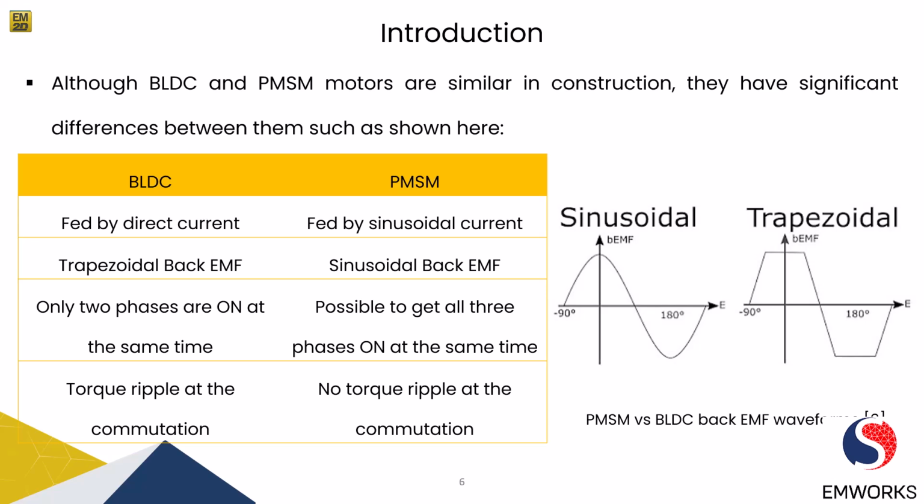First, the main difference is that BLDC motors are fed by direct current, whereas PMSM motors are fed by sinusoidal current. And the way BLDC motors are wound, maybe with concentrated winding, creates a trapezoidal back EMF, whereas PMSM motors have a sinusoidal back EMF, as you can see in the picture on the right hand side. In a BLDC motor, only two phases are excited at the same time, whereas in a PMSM it is possible to excite all three phases at the same time. Due to this excitation switching between the phases, BLDC motors have a higher torque ripple during commutation, whereas PMSM machines don't have a torque ripple when they commutate between the phases.